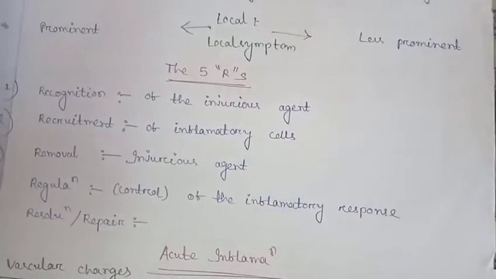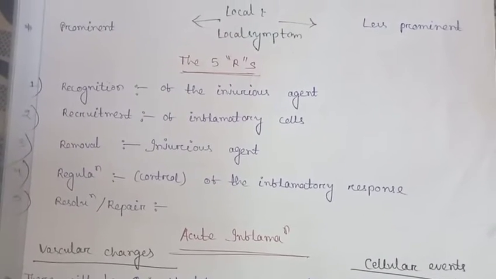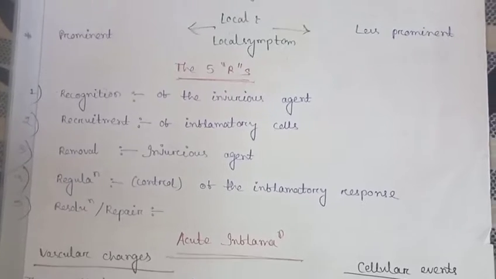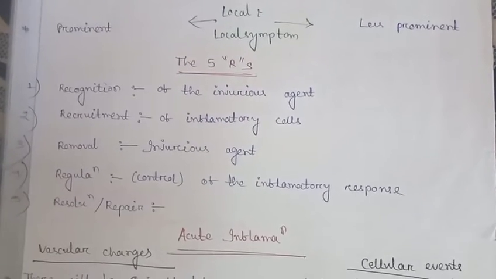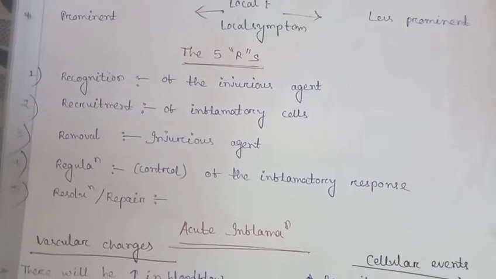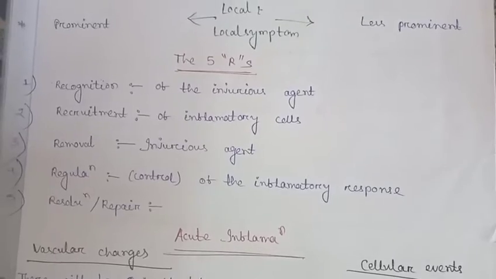Then the 5 Rs. The 5 Rs that occur in inflammation are: first is recognition, that is recognition of the injurious agent. Then recruitment of the inflammatory cells. Third is removal of the injurious agent. Fourth is regulation, meaning control of the inflammatory response. Fifth is repair.